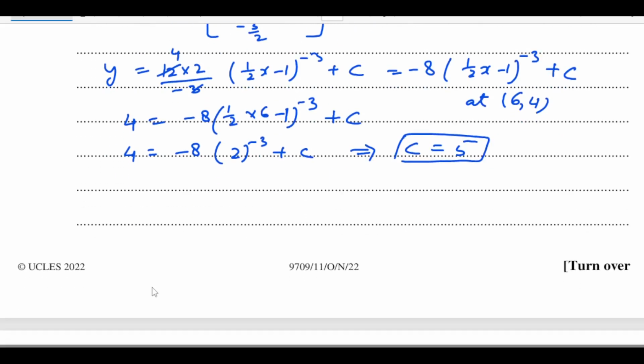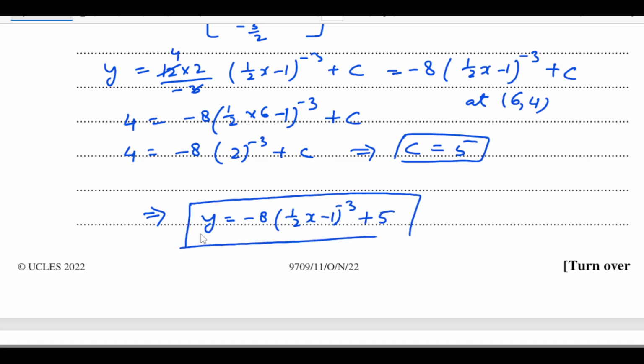So once we have c equals 5, we are just going to substitute it in the equation. So the required equation is y equals negative 8 (half x minus 1) power minus 3 plus 5. So this is our final answer for this curve.